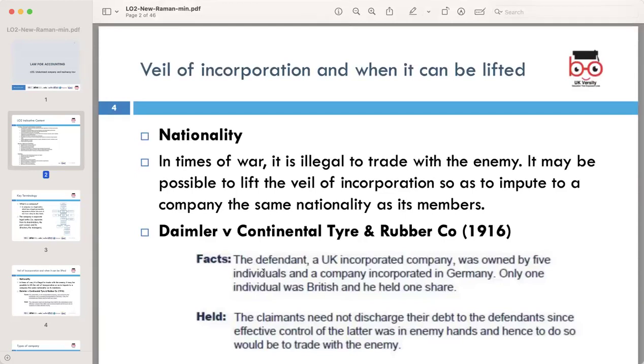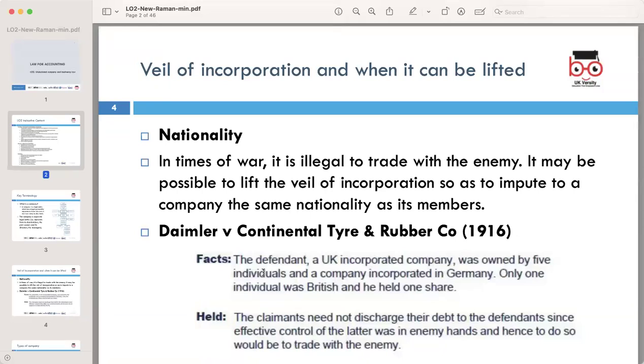So, nationality in terms of war. In times of war, it is illegal to trade with the enemy. It may be possible to lift the veil of incorporation so as to impute to a company the same nationality as its members. Here is the case law. So the veil of incorporation can be lifted.